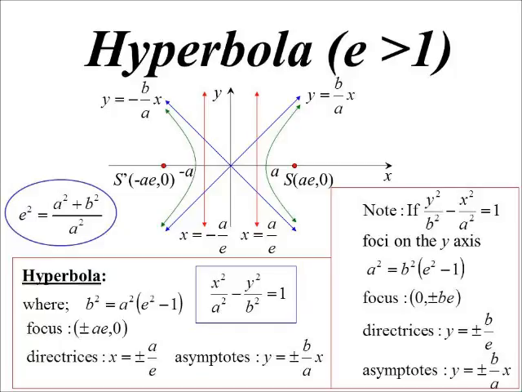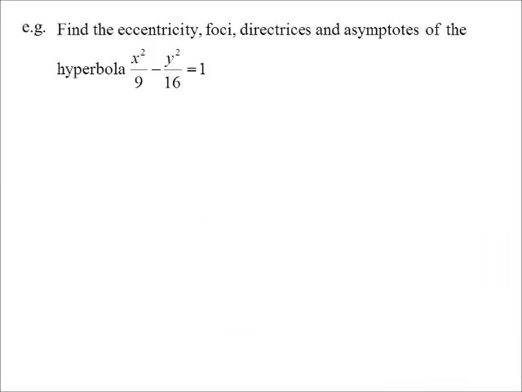The foci, just like we saw yesterday with the ellipse, becomes plus or minus be. Directrices become plus or minus b divided by e. Interestingly, the asymptotes don't change. It's still b over a. Still b over a.